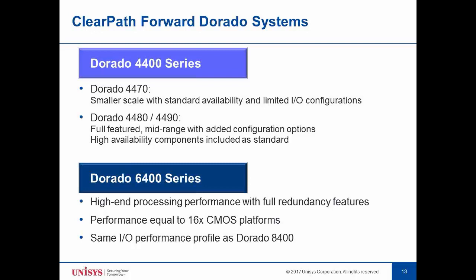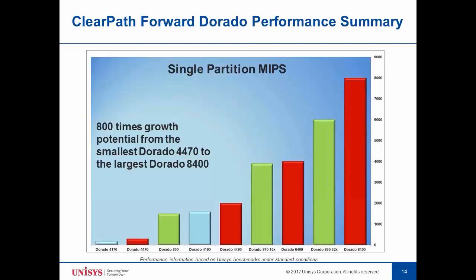The Dorado 6400 is the next level of performance between the 4400 and the 8400. This is a high-end processing performance, has a performance equal to a 16-way CMOS platform, and it shares the same high I/O performance profile as the Dorado 8400. So again, a very capable, robust processing environment for your OS 2200 applications.